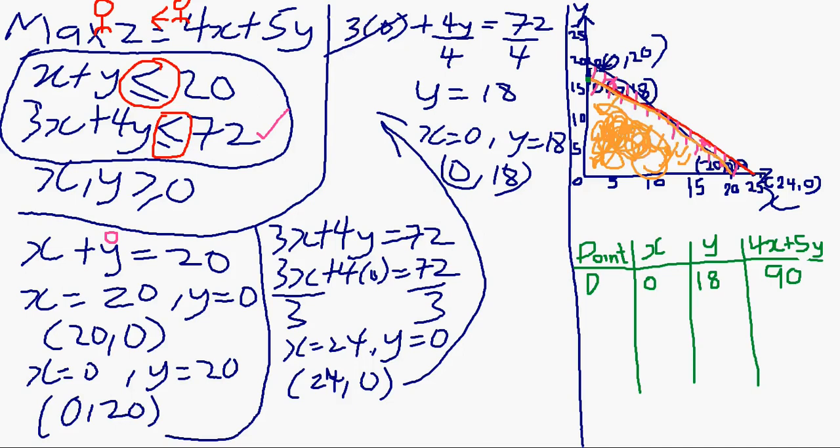Then there's also a point here. It's an intersection. The intersection between the two lines is also a point, but we don't know the exact coordinates.